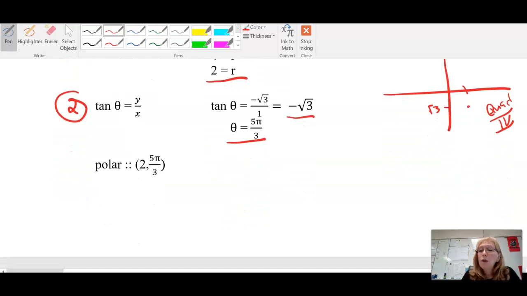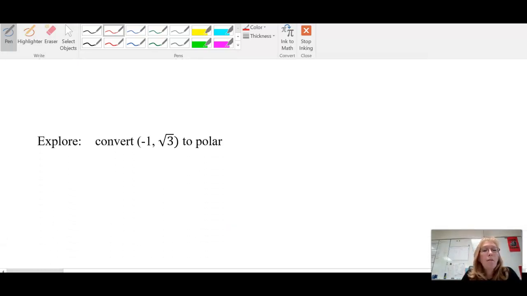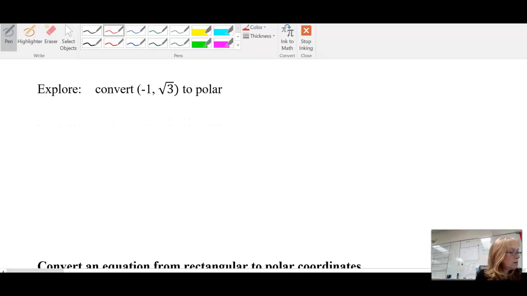Okay, there's your polar coordinate. All right, pause and try yours. Let's see how you do.